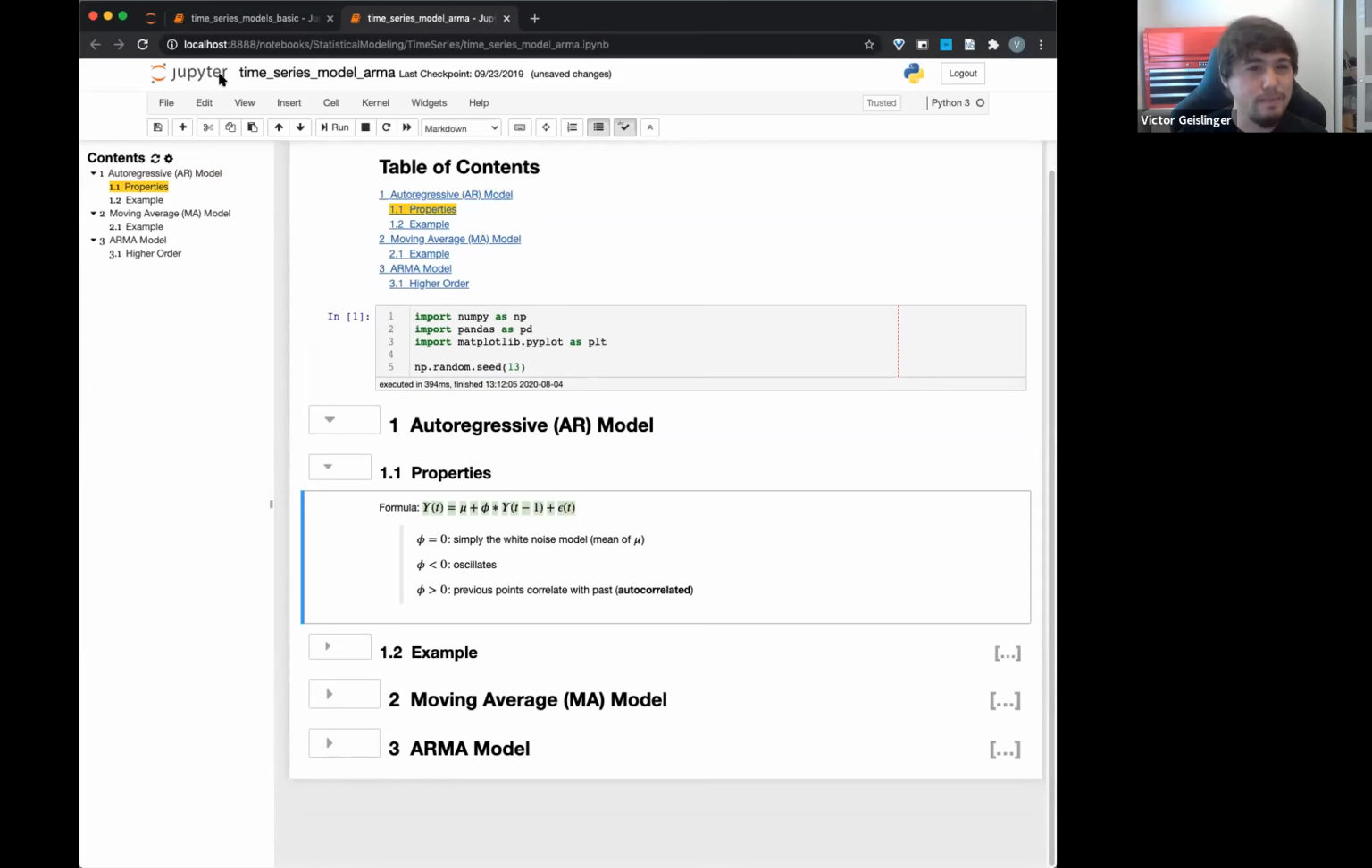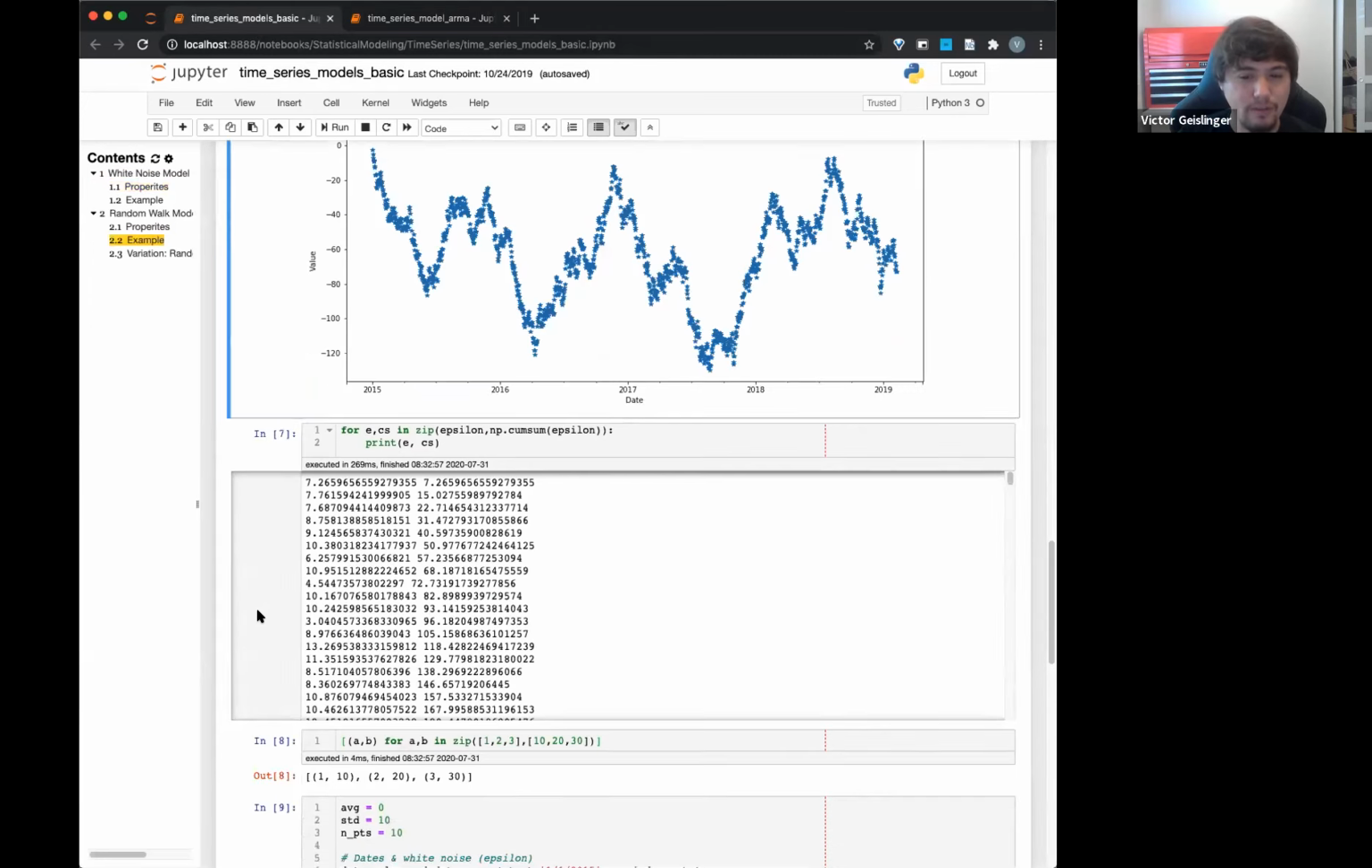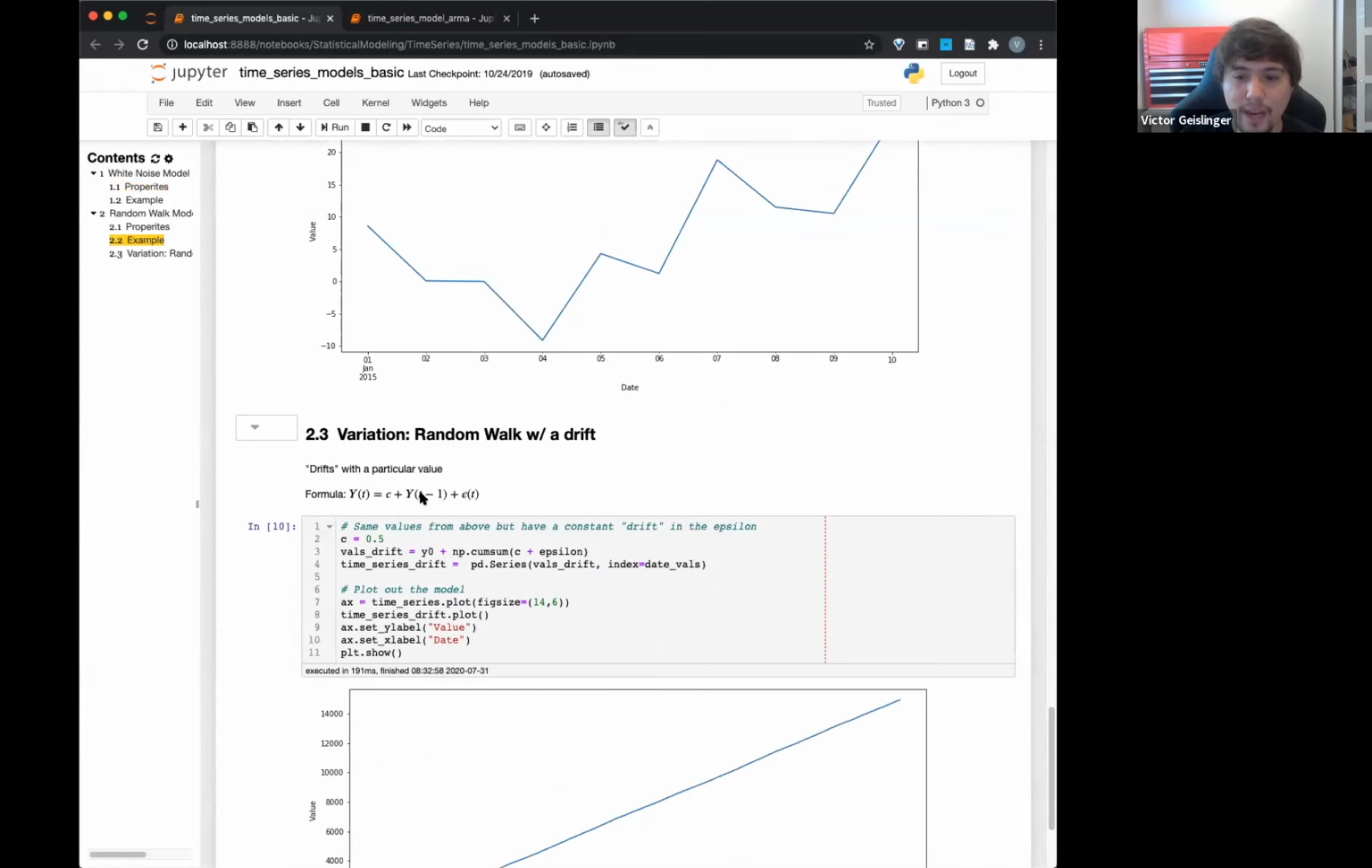Like I pointed out last time, but didn't really focus on it, was the equation for the random walk, right? So this is random walk with a drift, so just ignore the C. But you see right here what this is saying: the Y is the model itself, like the output. And so Y of T, this time period, is equal to where you were previously, T minus 1, plus some epsilon, which is basically just random noise.